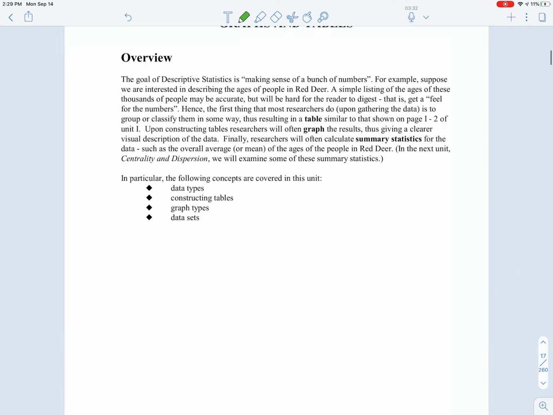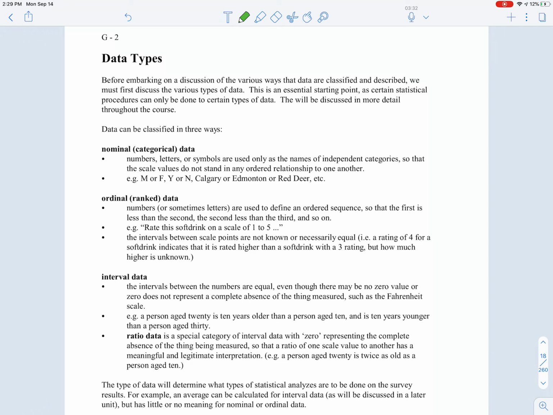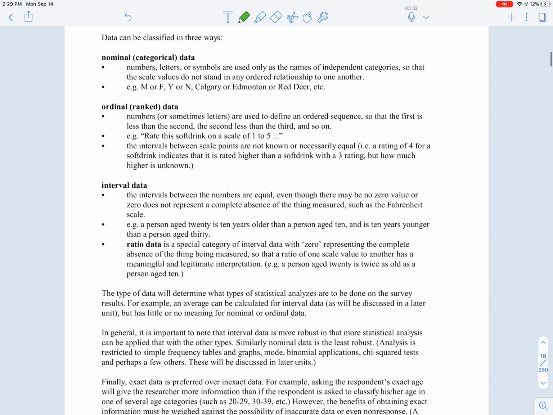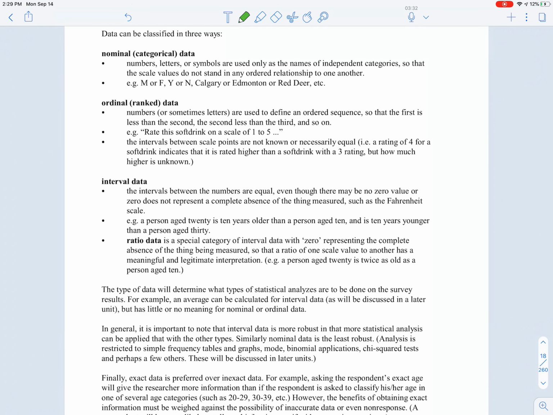Let's go on to the second page here where we talk about data types. And this is an important thing that we're going to look at, and actually goes right through this course and the next course. It becomes even more important in 307 if you continue on with that. But we want to look at three main types of data, the way that data are classified: nominal, ordinal, and interval data. So nominal data, nominal comes from a Latin word which just means name.